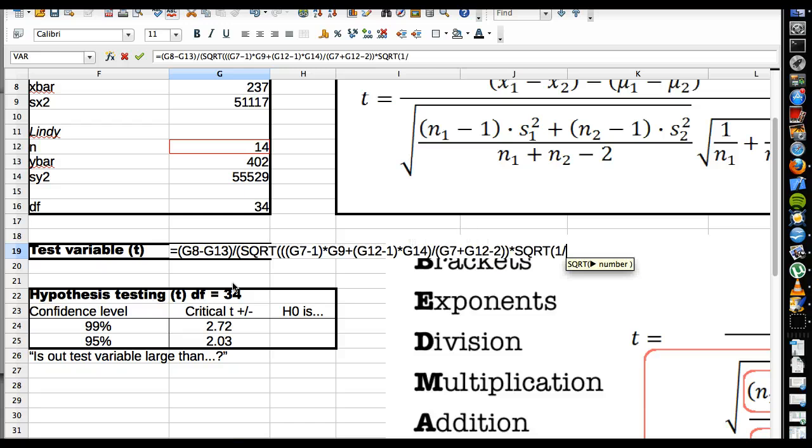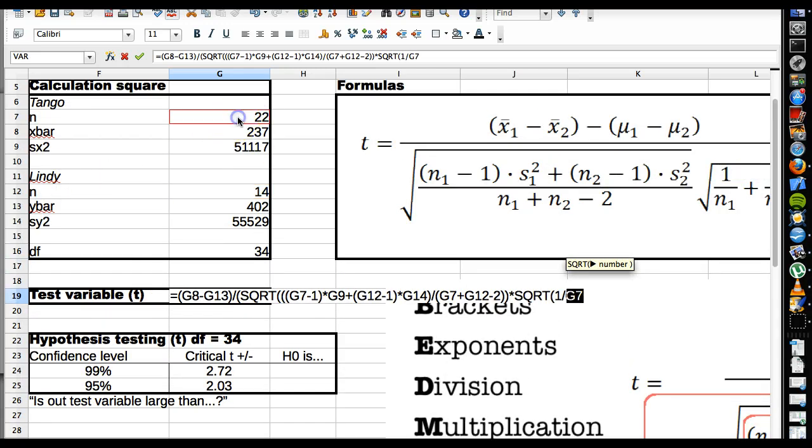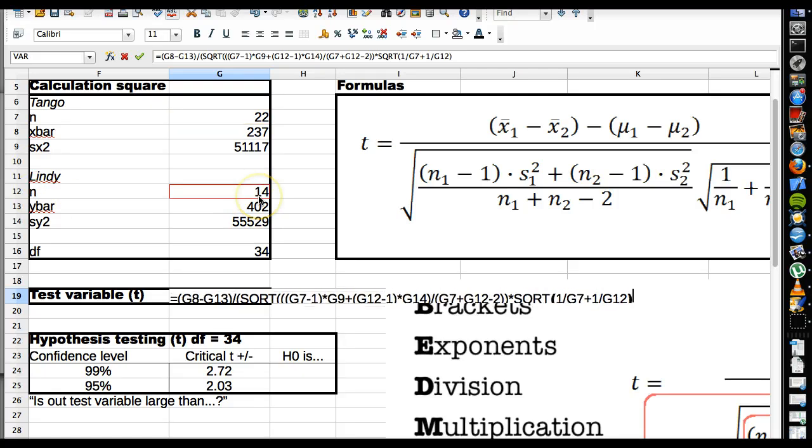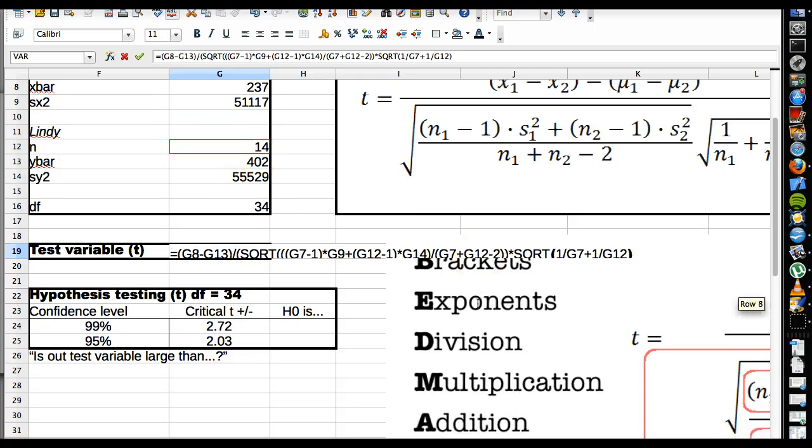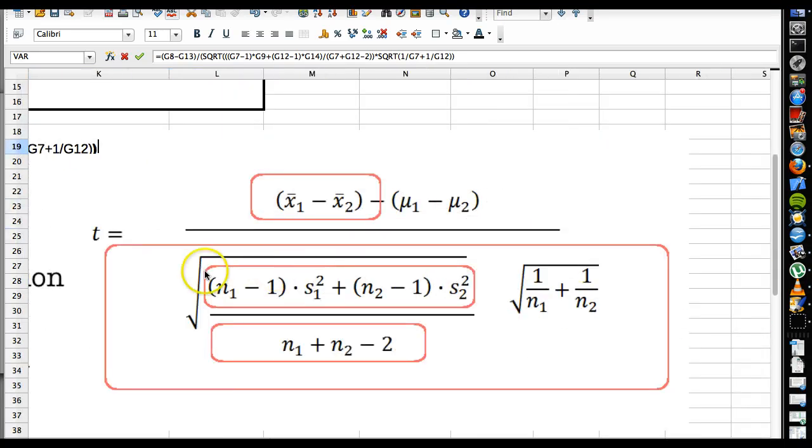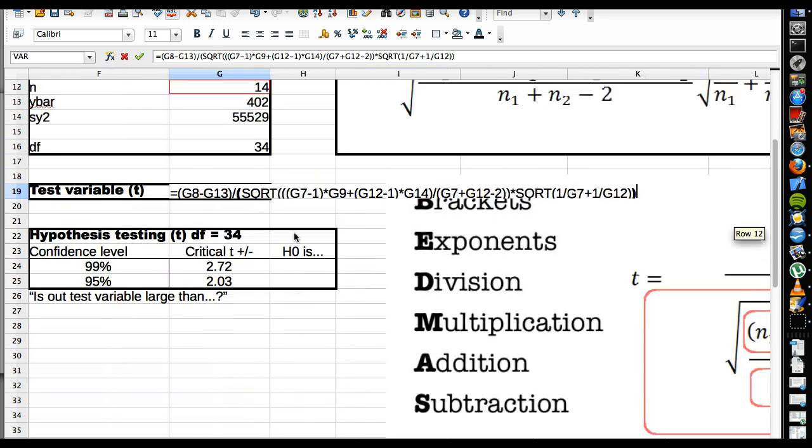So I can take 1 divided by my first sample size plus 1 divided by my second sample size, and then I close that bracket. And then finally I'm going to need a final bracket here because we want to put all of this within a bracket, and I opened it in the beginning and now I need to close it. So we have a large circle closed here. It's going to calculate these square roots, then it's going to conduct the division. So this is actually the formula that we're going to be using.